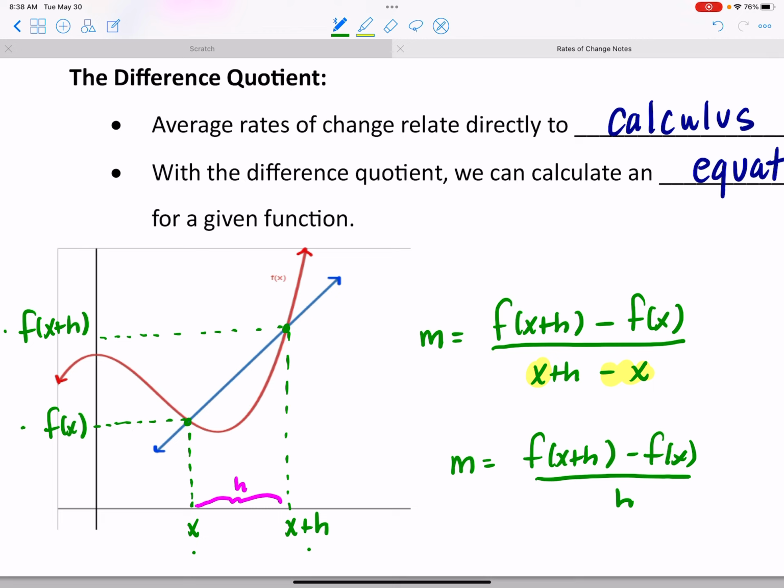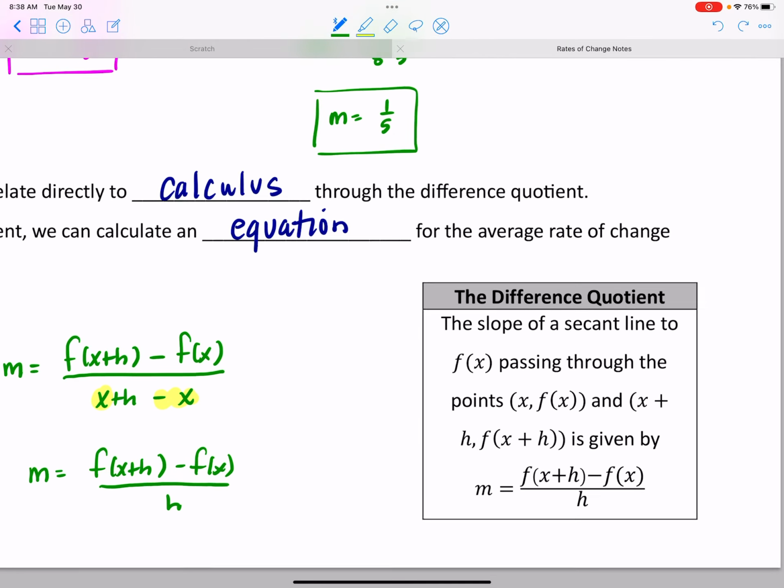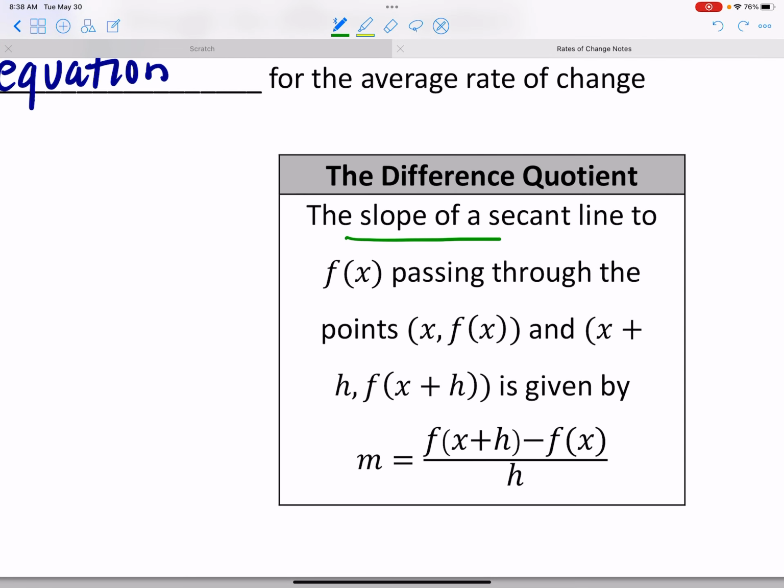So no matter where we are on a curve, this is going to give us an equation to find our slope if I know where I'm starting and how much further my next point is away from that starting point. So this difference quotient, again, is another form of slope. It's just a little more generic, and it's going to calculate an equation for slope for us. So in this box, we see our difference quotient. Again, still the slope of a secant line of f of x. It goes through our two endpoints here, but instead of calling the x values a and b, they're called x and x plus h. And this is our new formula for slope.